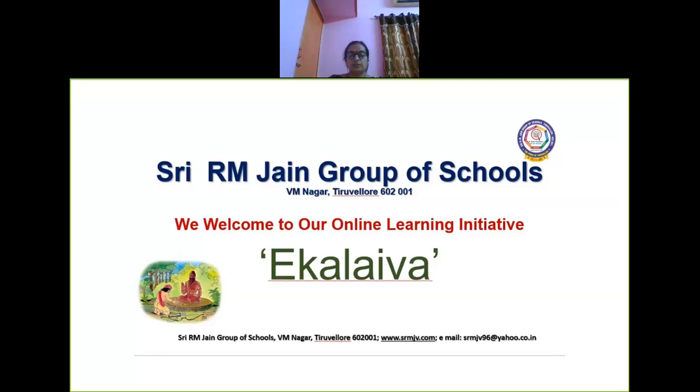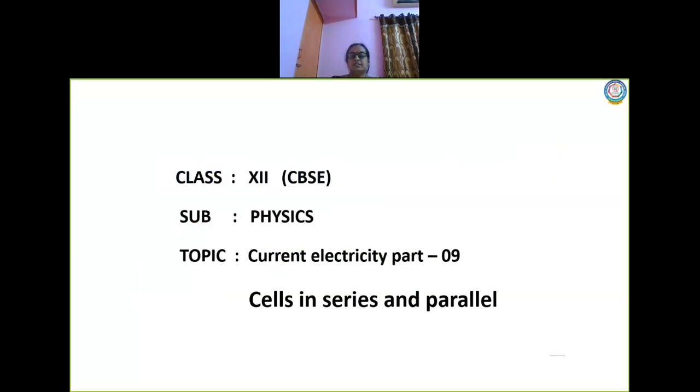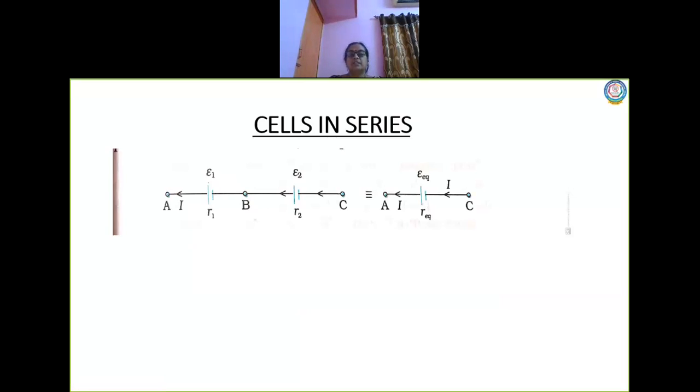Now today we are going on to the next topic, cells in series and parallel. Today's topic is current electricity, part 9. We are going to learn about cells in series and parallel. When cells are connected in series and parallel, what will be the effective potential difference? This is what we are going to discuss today, right?